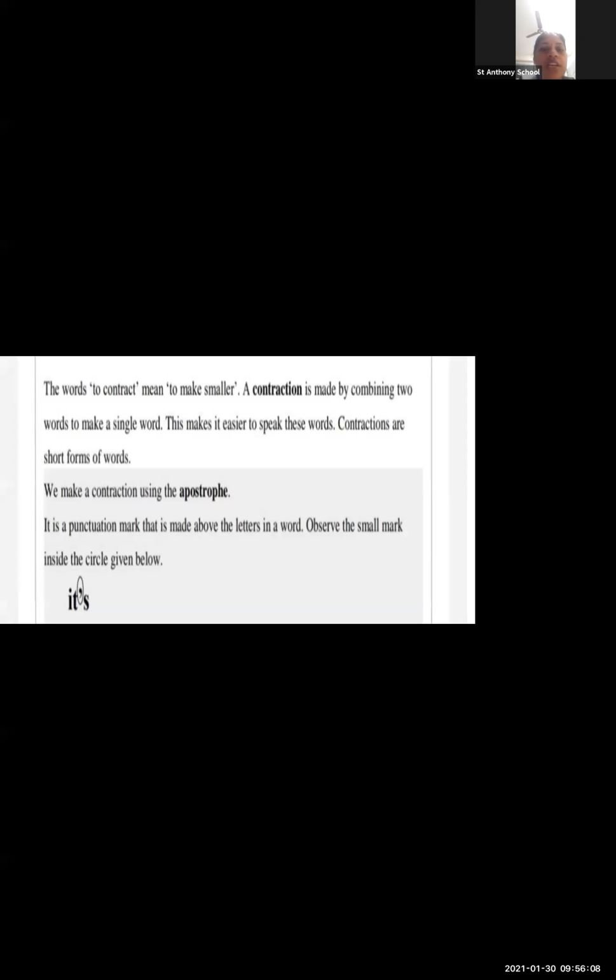Now, a contraction, to contract means to make smaller. Contract means what? We are making a particular word smaller. A contraction is made by combining two words to make a single word. This makes it easier to speak these words. Contractions are short forms of words. What are they? They are the short forms of words. Now, we make a contraction using an apostrophe.